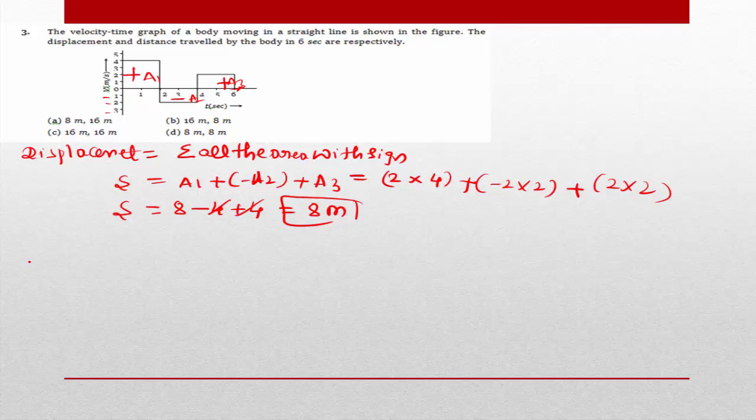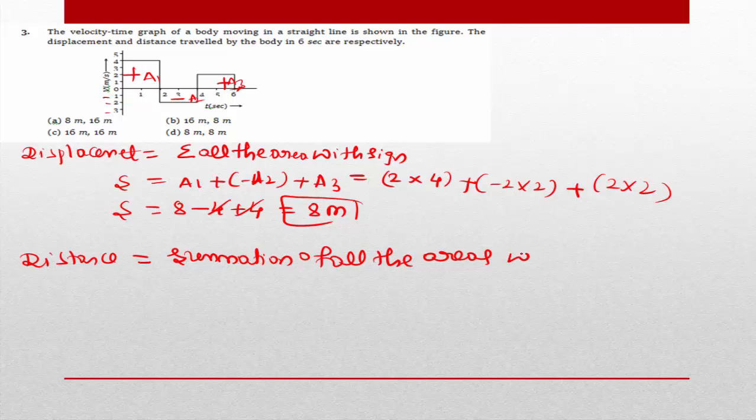Now how to calculate the distance? Distance is equal to summation of all the areas without sign, because distance cannot be negative. Distance means here the actual path followed by the object. It does not depend on the sign, but displacement depends on the sign.